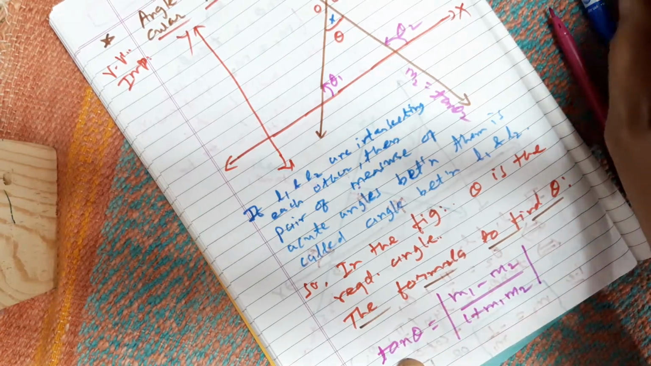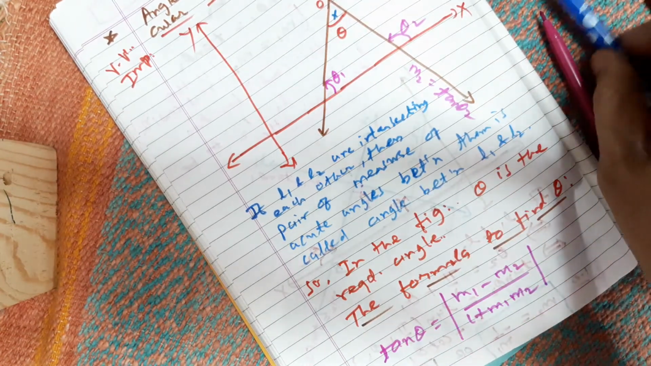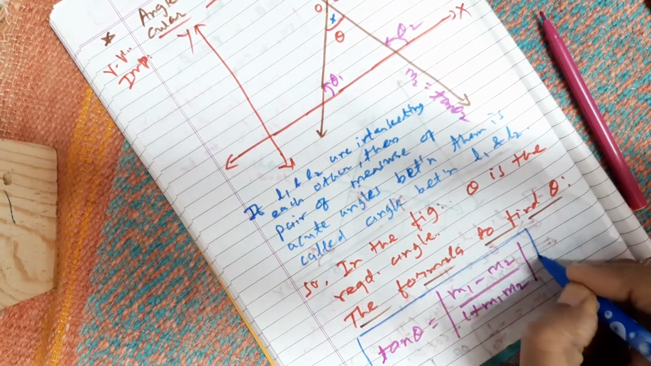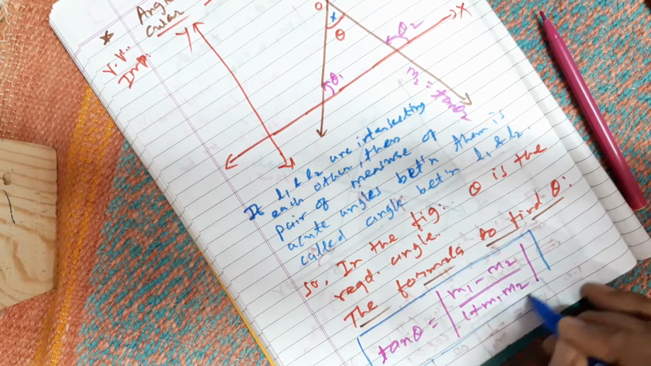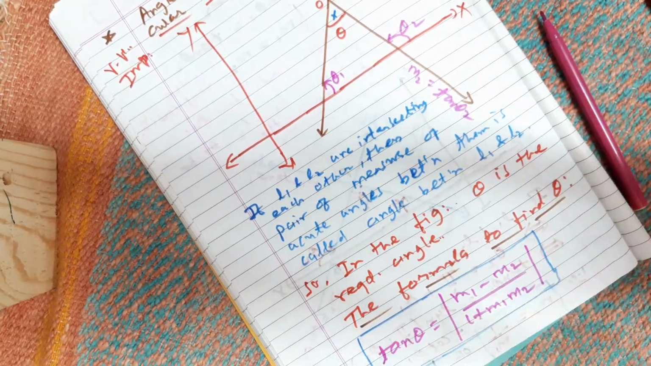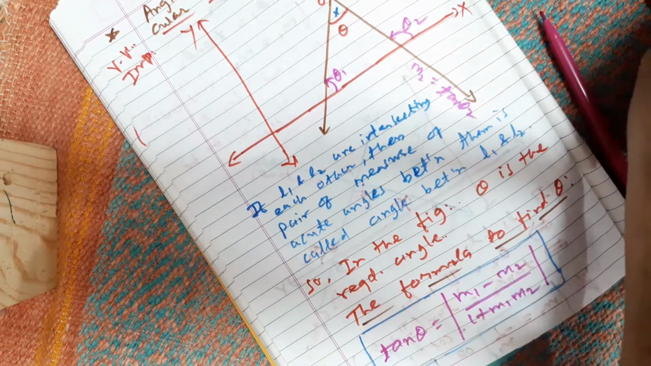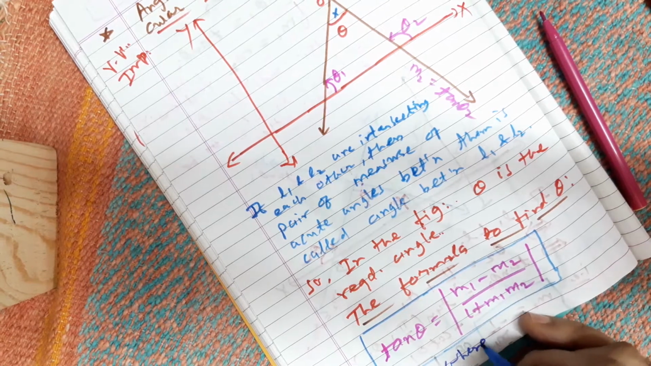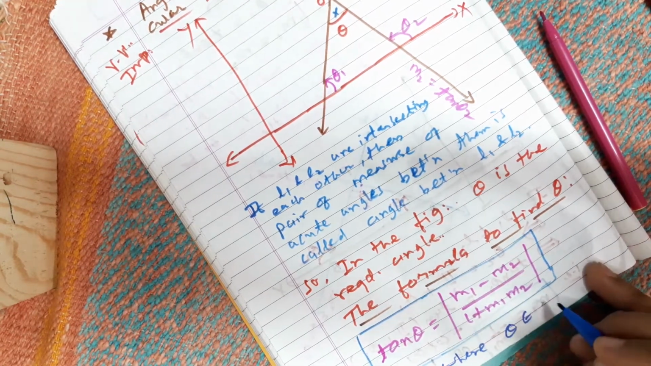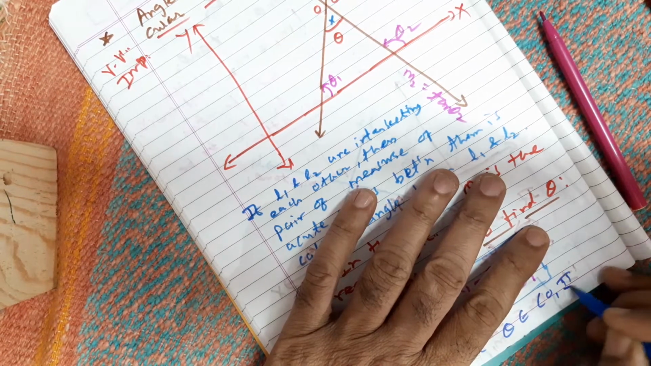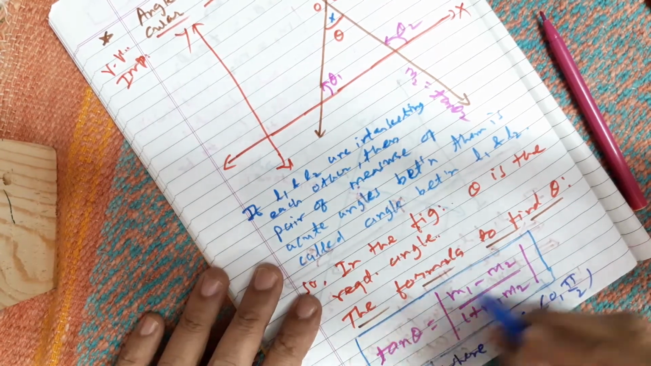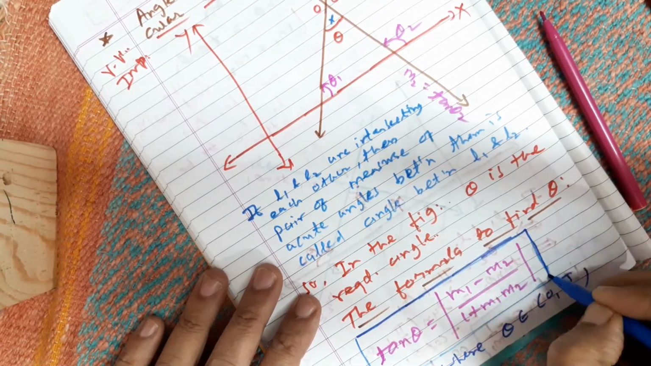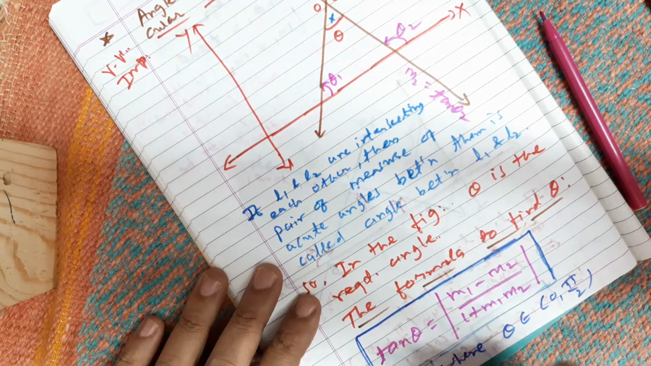This is the formula, my dear children. याद रखना, ये हमारा फॉर्मूला है. ठीक है. And is theta acute or obtuse? Theta is acute, means 0 to pi by 2. Sorry, ये याद रखना. Theta is always to be taken between 0 and pi by 2.